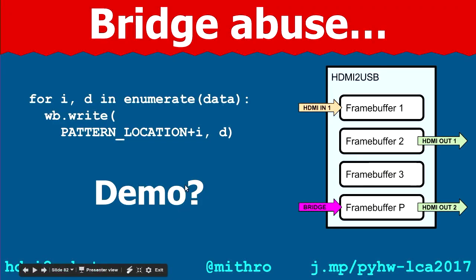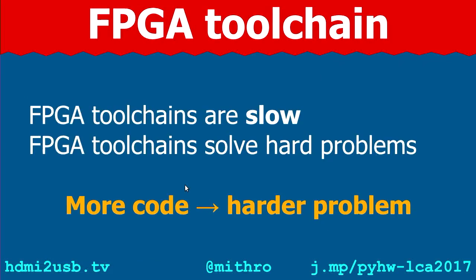So that is really powerful. But it's even more powerful in another way. FPGA toolchains are really slow at the best of times. And that's because FPGA toolchains are trying to solve a hard problem. It's an optimization problem. You've got this description of the hardware that it has to map into basically this grid of stuff that implement it.